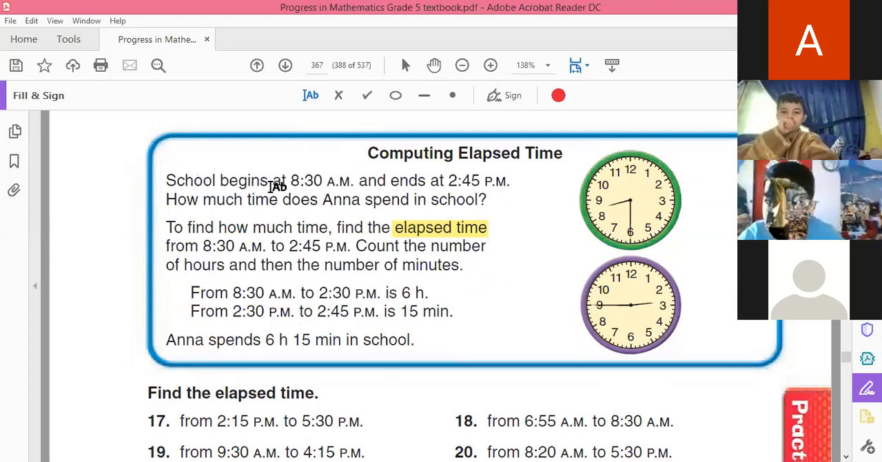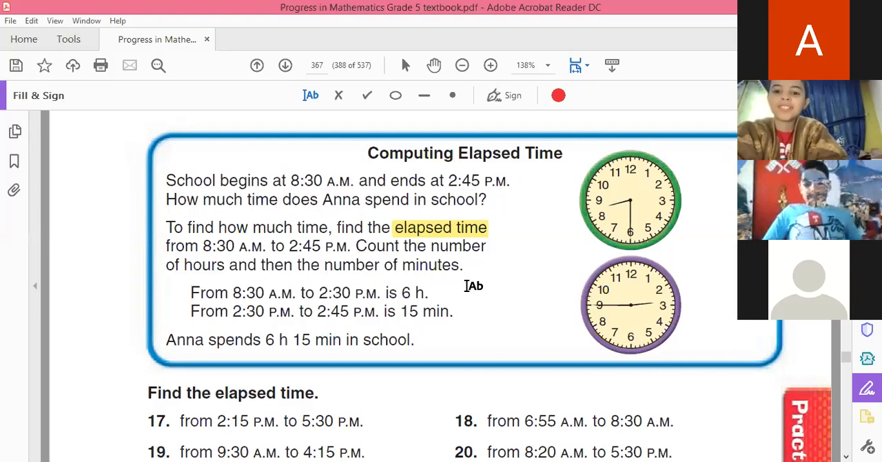Now look at there. School begins at 8:30 a.m. A.m. means in the morning, and ends at 2:45 p.m. How much time does Anna spend in the school? Who will calculate? Teacher.